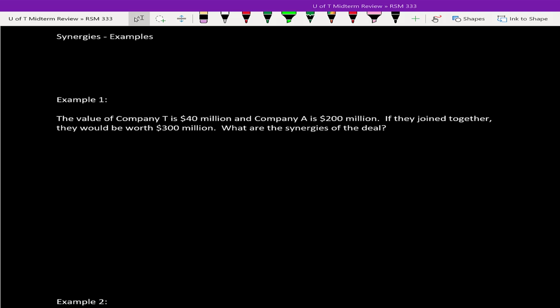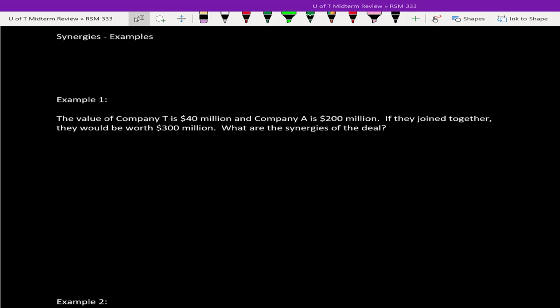Now let's do a few examples of calculations for mergers and acquisitions. So the first case we're going to look at says the value of company T is 40 million and company A is 200 million. If they join together, they would be worth 300. What are the synergies of the deal?